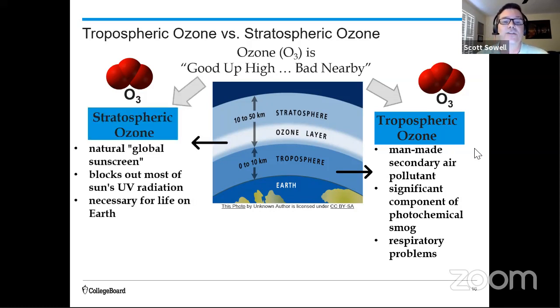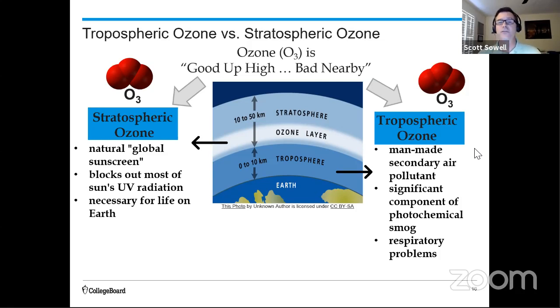But up high, it's good. This is our global sunscreen. This is what is blocking out the majority of the UV radiation. Without this ozone layer, this layer of stratospheric ozone, life on Earth as it exists now wouldn't make it. Life on Earth, the biosphere, the organisms of the Earth, including humans, have all evolved to deal with the natural levels of UV radiation that make it through the ozone layer.